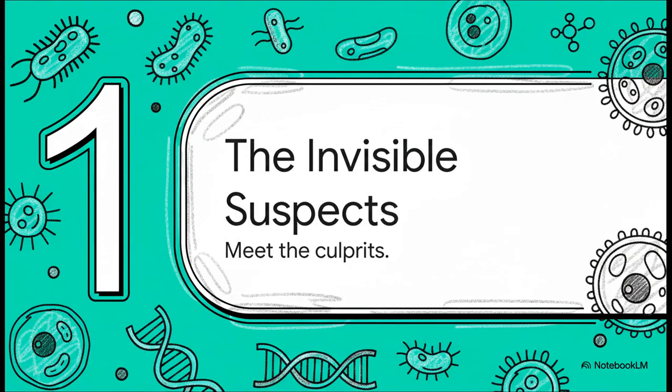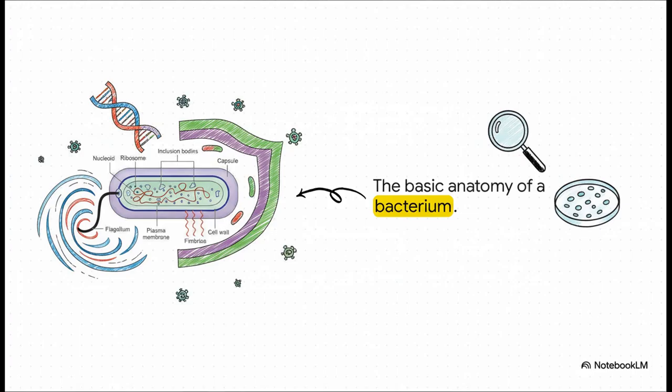Okay, first up, the invisible suspects. Before we can catch our bad guy, we need to know a little bit about what we're looking for. What even is a bacterium? So here's your basic suspect profile. It's a single cell, super simple. Its DNA isn't neatly packed away in a nucleus like ours, it's just kind of bundled up in an area called the nucleoid. It's got a tough cell wall to protect itself, and some of them, like this guy, have this little tail, a flagellum, that works like a propeller to zip around.